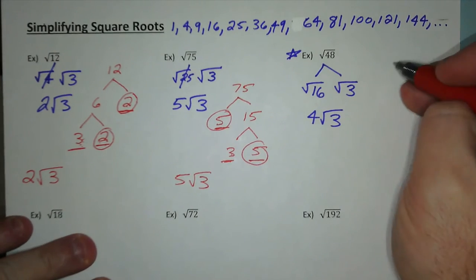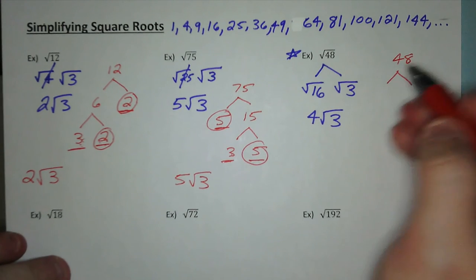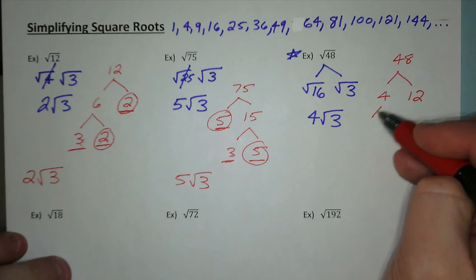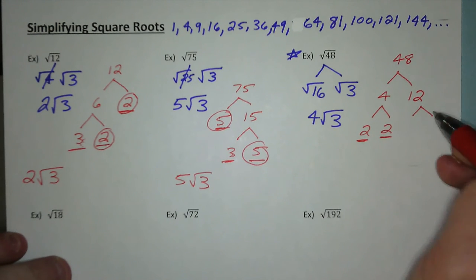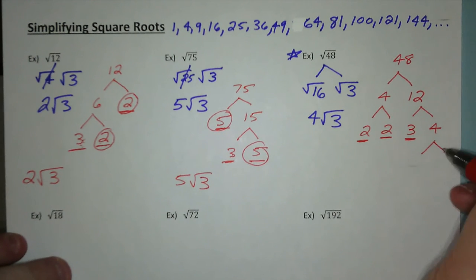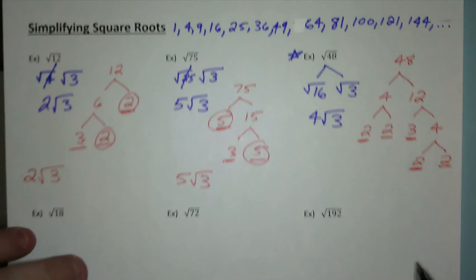So over here, 48, I could start with 16 and 3, but why don't we just do something a little different? I think 4 and 12. So that 4 can get broken down again, 2 and 2. 12 can get broken down into 3 and what, 4? So the 3 is done, but this 4 can get broken down. So watch this now.